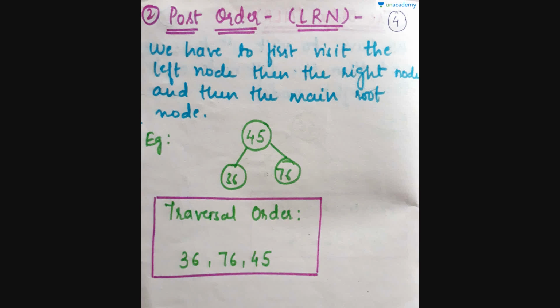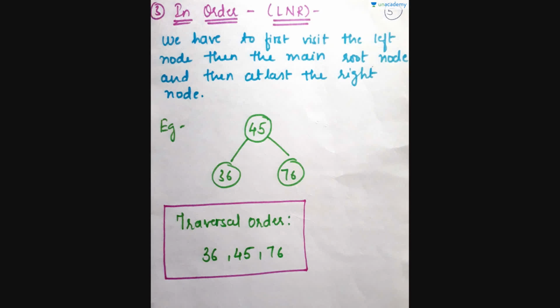Next, what is postorder? First we go for the left side, we visit the left node, then the right node, and then the main root node. That is L for left node, R for right node, and N for root node. So according to the rule LRN, we first go for the left node, which is 36. Then we go for the right node, which is 76. Then we go for the main N, that is the root node, 45. So the order will be 36, 76 and then 45. So this is the sequence 36, 76, 45. That is LRN.